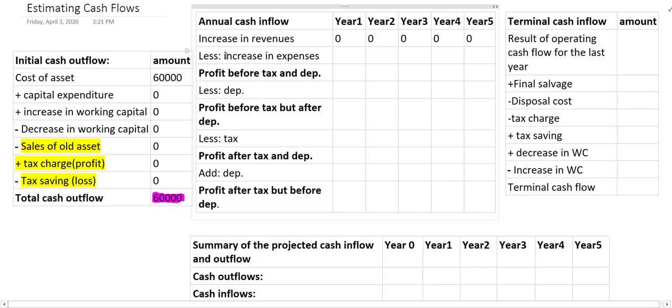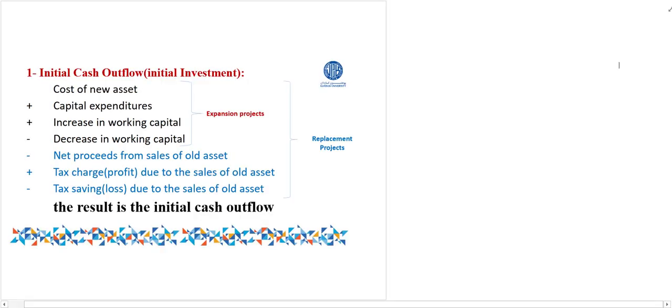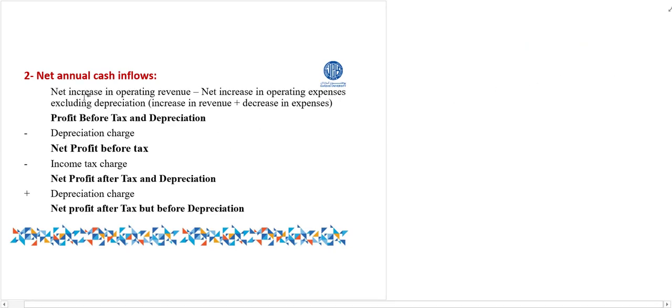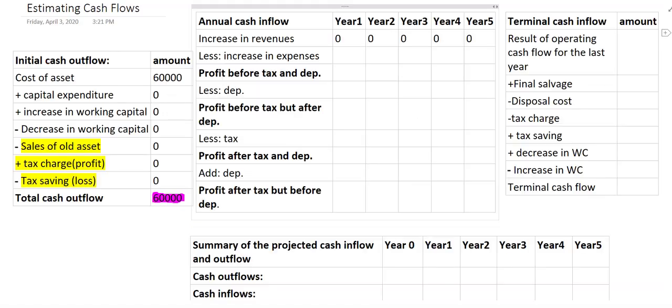And also, one thing I mentioned, if you remember in the first formula, in the second we said, this is the point: net increase in operating revenue minus net increase in operating expenses, or otherwise, increase in revenue plus decrease in the expenses. In this example, we have this option. Although we don't have revenue, decrease in the expenses is available. So you can do that one and add it. Instead of less, we have to add it. Add not increase, but add decrease.